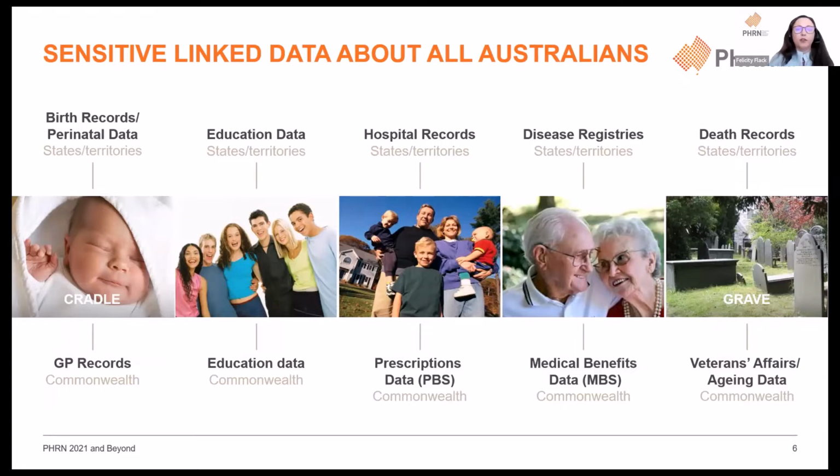So your birth and death records are collected by the states and territories, as well as your hospital records and the disease registries like the cancer registries and the notifiable diseases registries. You're thinking about COVID, for example, whereas the Commonwealth collects MBS, PBS, aged care, veterans affairs, those sorts of things. So if we're wanting to understand things about the Australian population, across the lifespan, then we need to be able to link together these different collections collected by different organisations in different parts of the country.